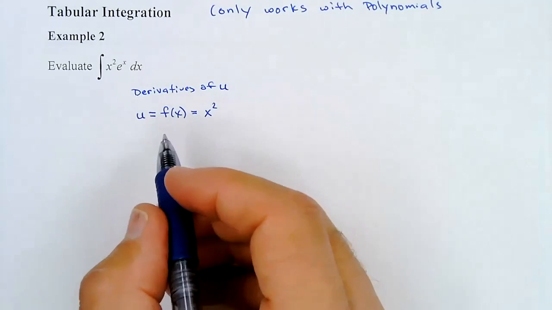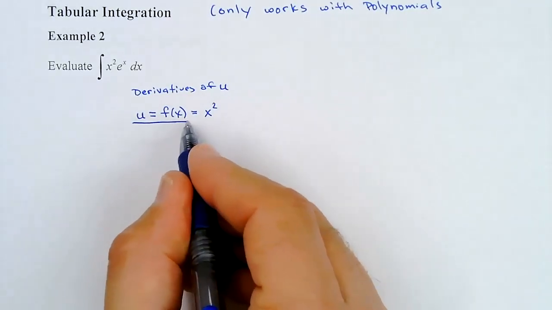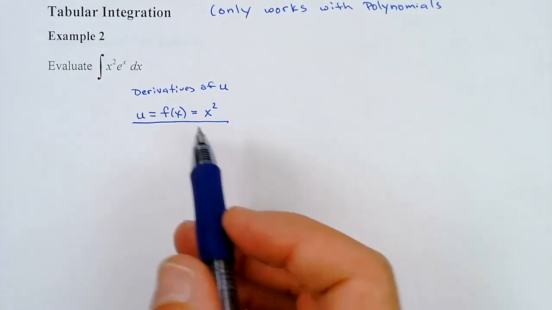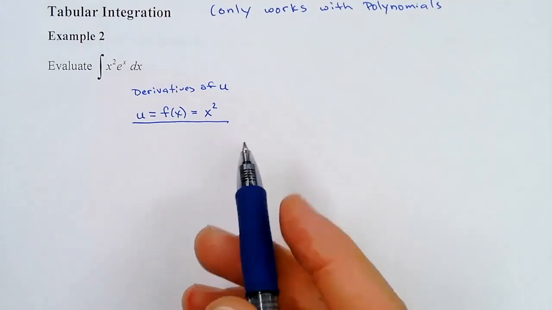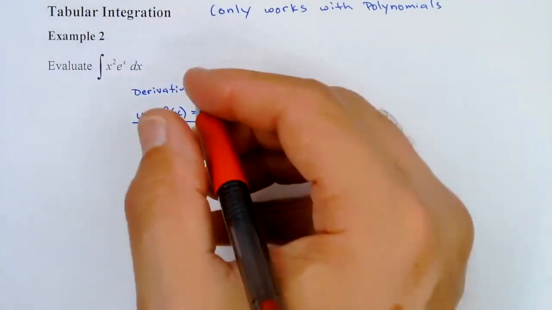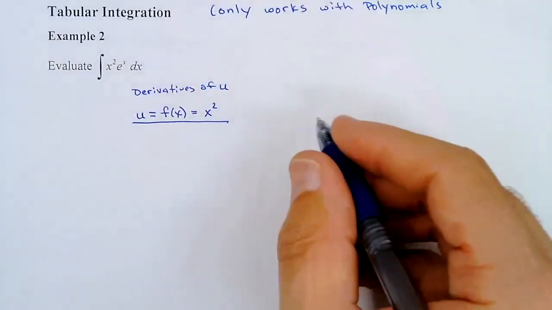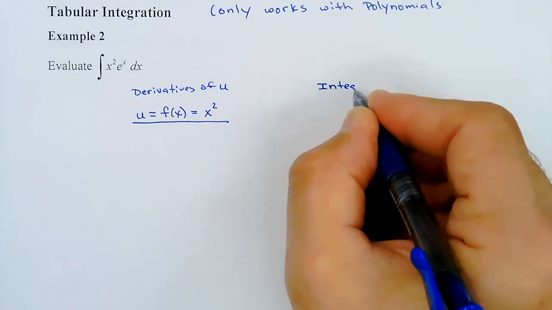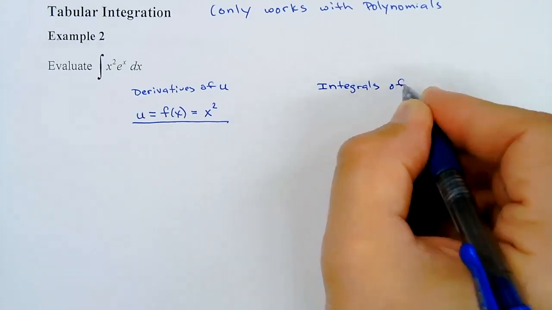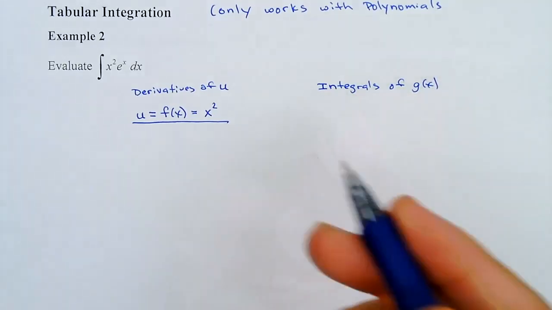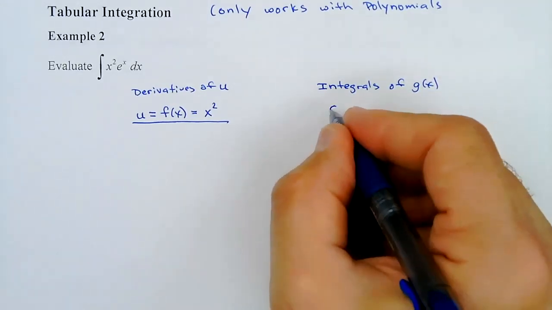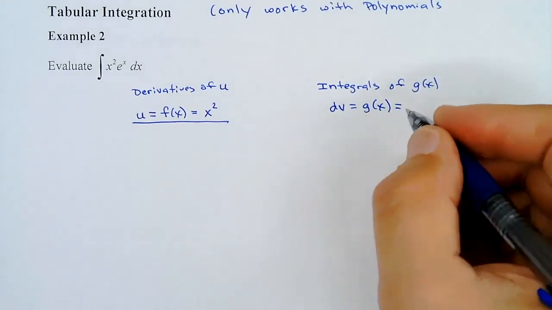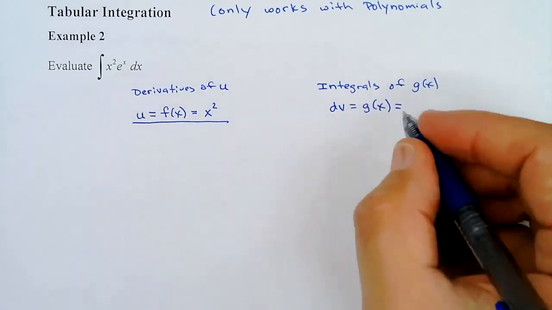So the first column is going to be derivatives of u. And the second column, we're going to let be our dv. So in this case, our dv is going to be e to the x dx. All right. So we're going to do integrals of g of x. We're going to call the dv g of x. So dv is equal to g of x. So in this case, it's going to equal e to the x dx.